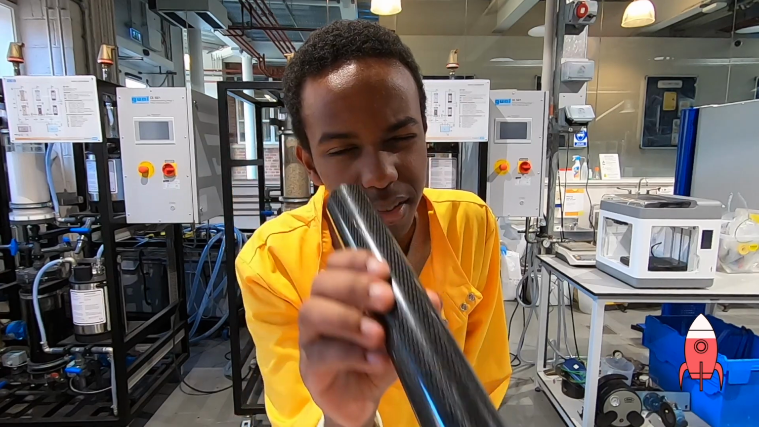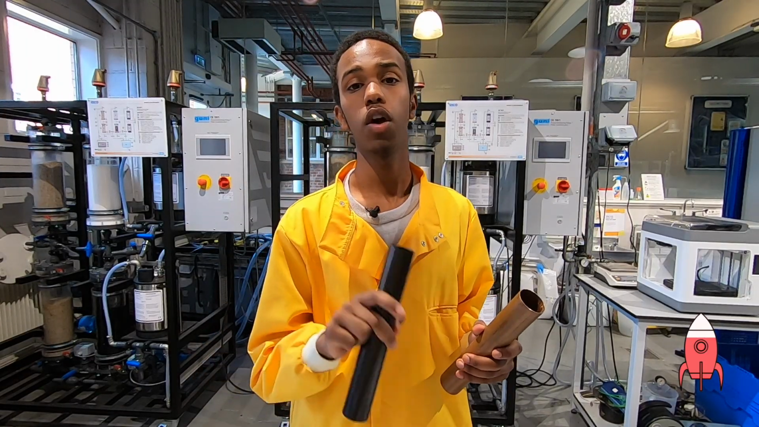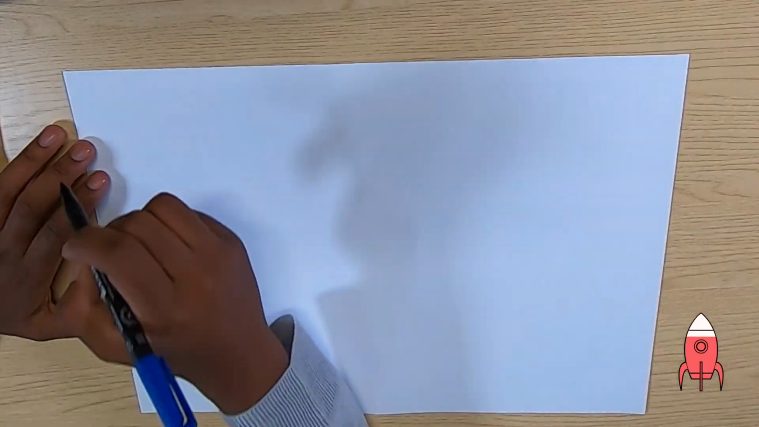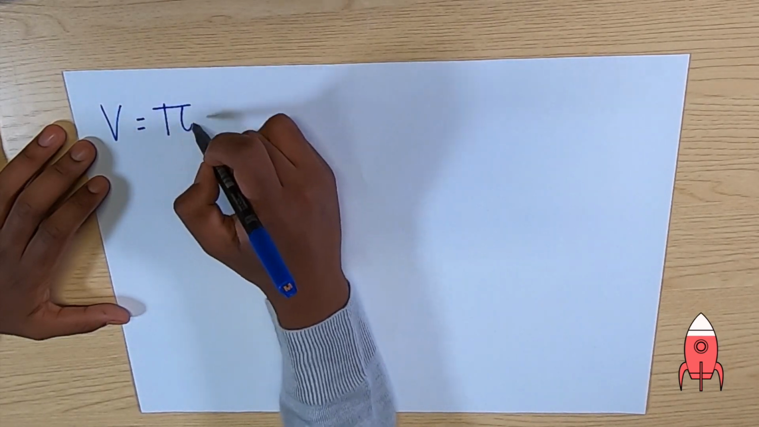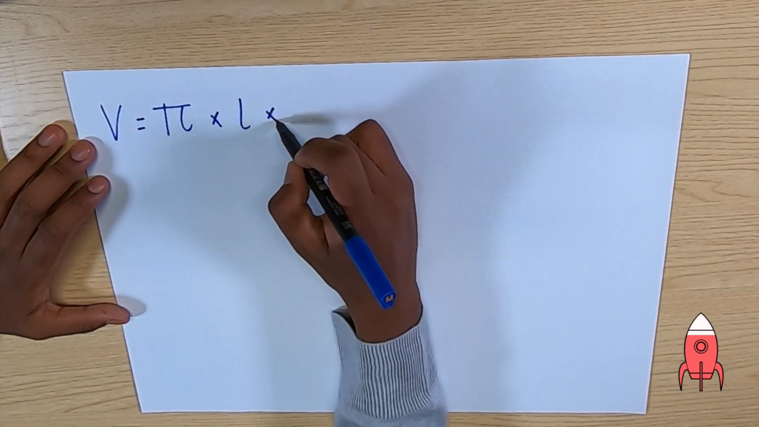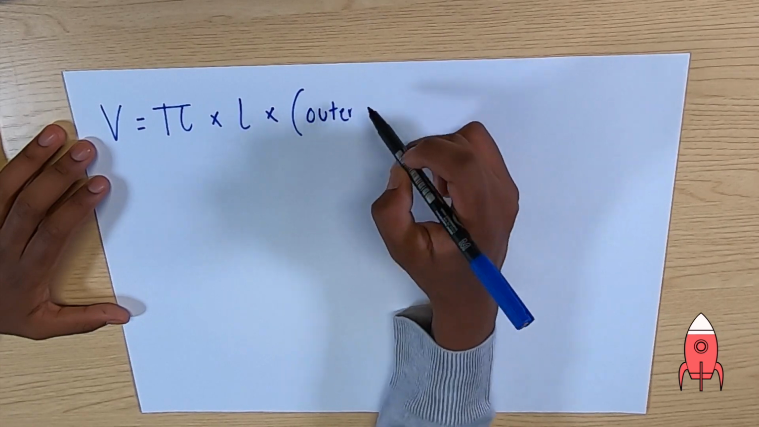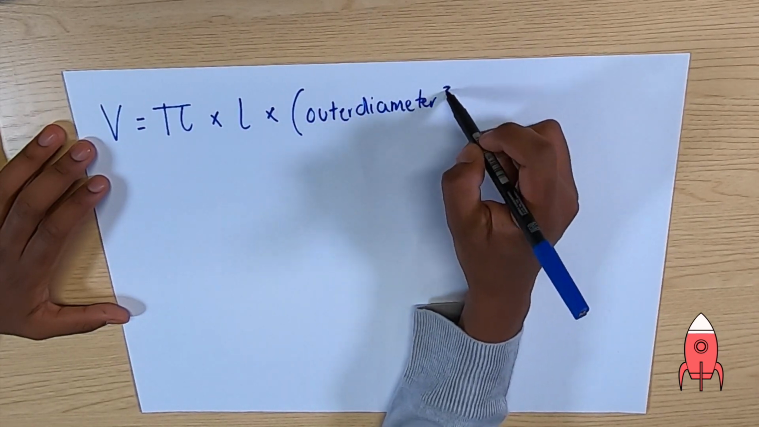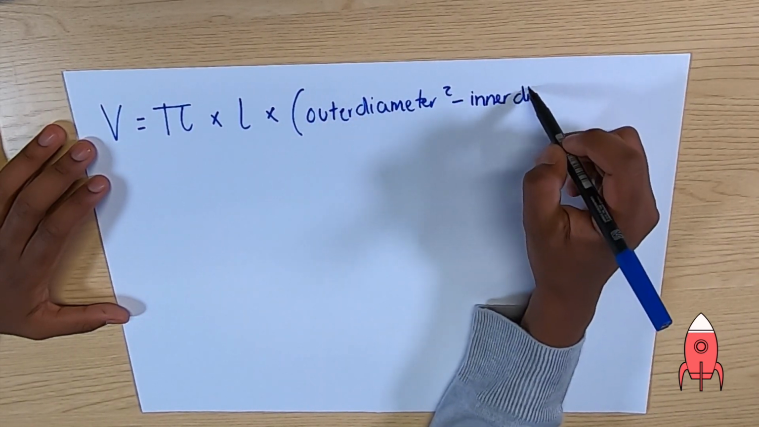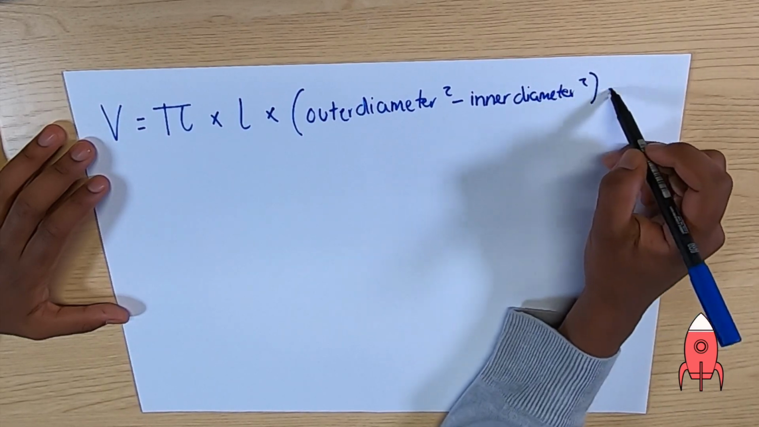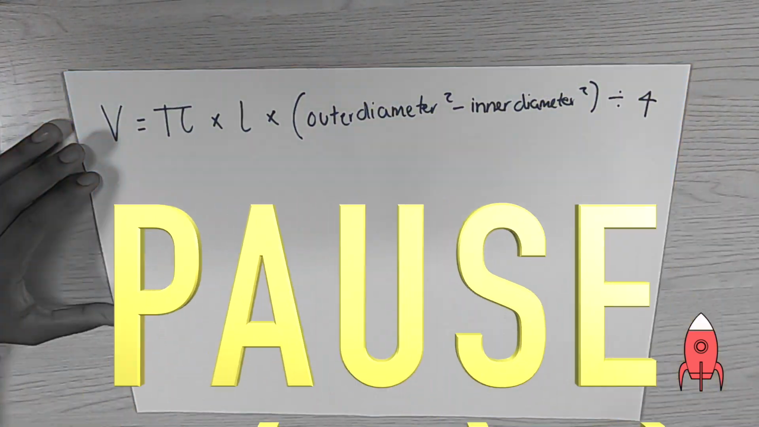You may have noticed that two of these tubes are hollow. We have two special methods for working out their volumes. My preferred method for calculating volume is volume equals pi times the length of the cylinder times the outer diameter squared minus the inner diameter squared. Don't forget your brackets, all divided by 4.